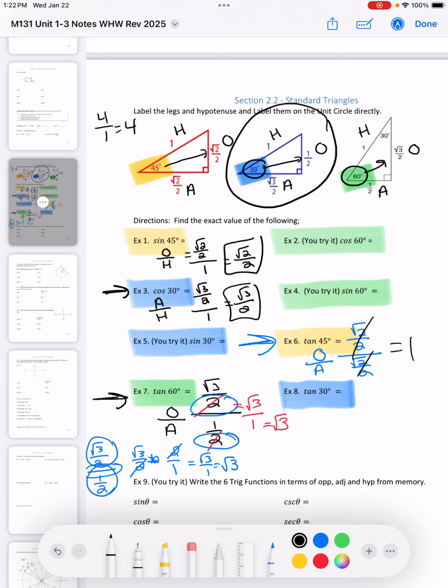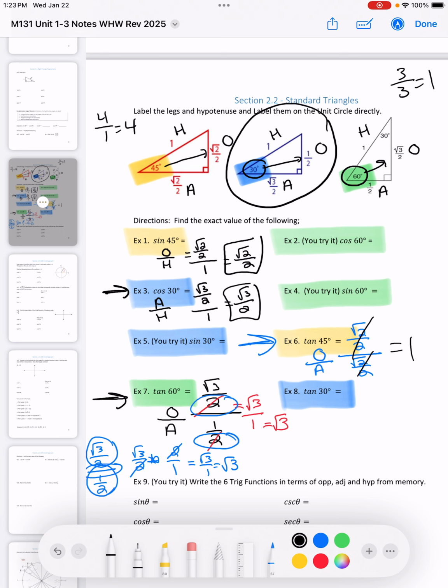That's the same thing as having 3 over 3 equal to 1. It's nastier than 3, but it is the same number. Square root of 2 over 2 is in the numerator. Square root of 2 over 2 is in the denominator. So they're going to cancel out, and I'm left just with 1. Let me do one more. Let me do example 8.